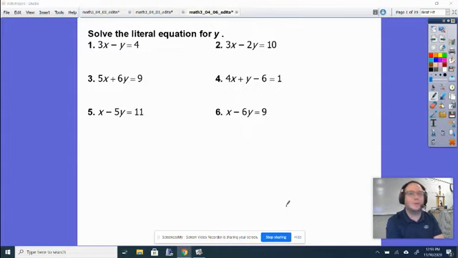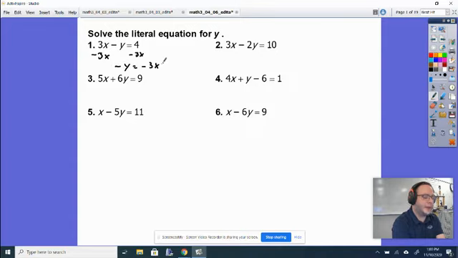Again, this should be a skill that you already know, but let's just double check. So for example, on this first one here, I want to solve for y on all of these. Since I'm solving for y, the goal is to get everything away from y. So I'm going to move this 3x over by subtracting. I now have negative y equals negative 3x plus 4. I still have that negative I need to deal with, so I'm going to divide by negative 1 on both sides.